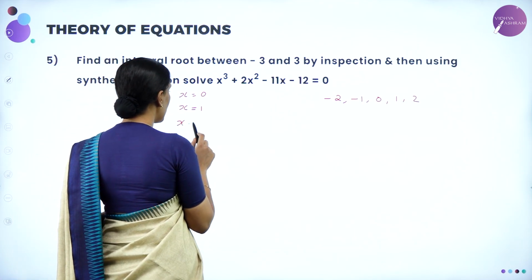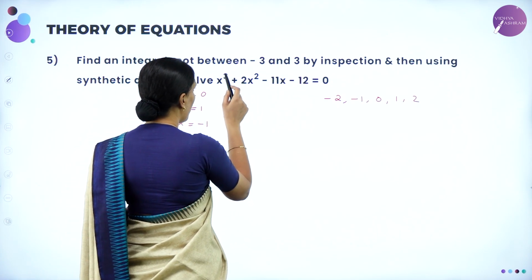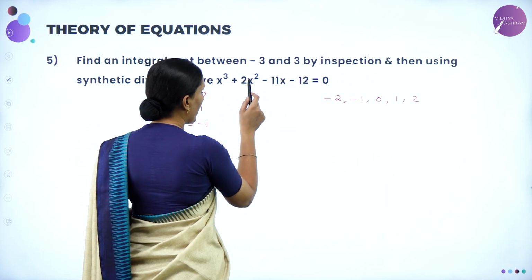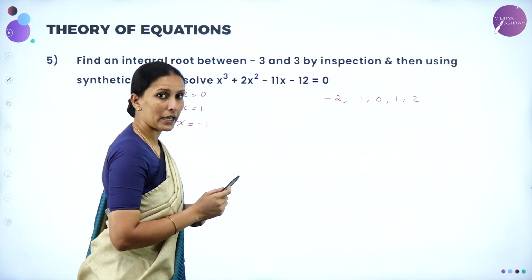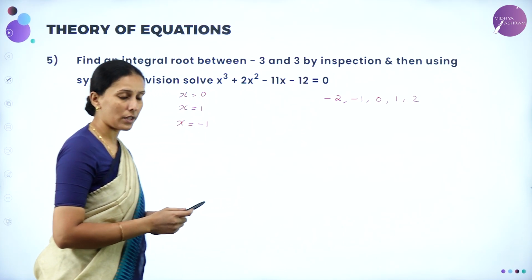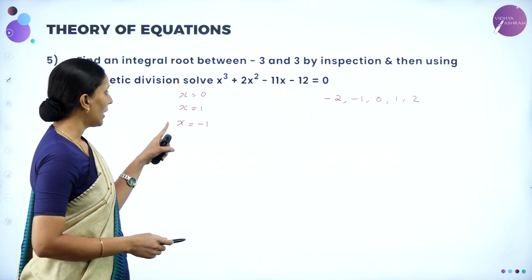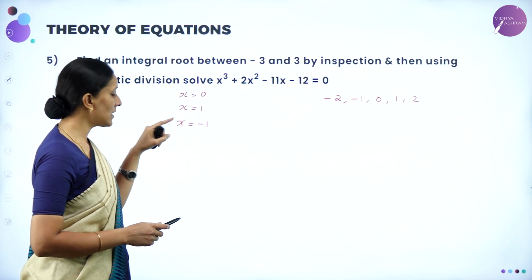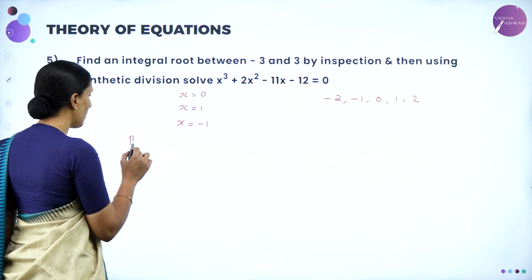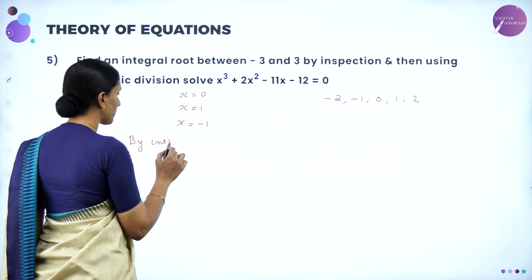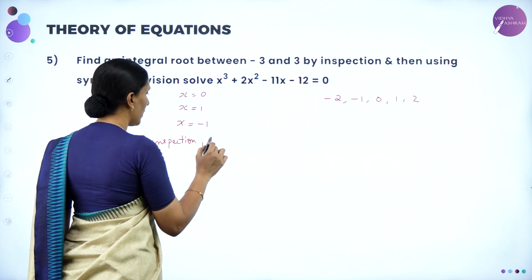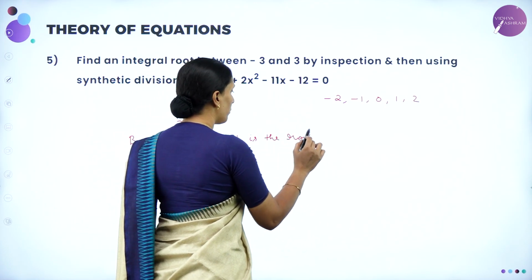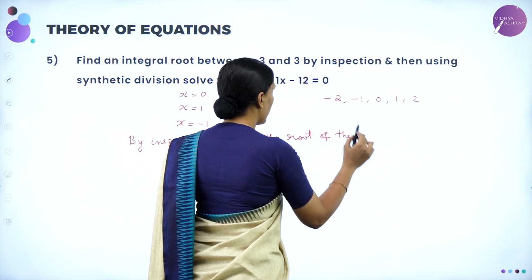Next, we will check for x is equal to minus 1. So here minus 1, then it is plus 2, minus 1 plus 2 is 1, again 1, minus of minus 11 is 12, 12 minus 12 is equal to 0. So now by inspection, x is equal to minus 1 satisfies the given cubic equation. So therefore, this is the root of the equation. So we will write here: by inspection, x is equal to minus 1 is the root of the equation.